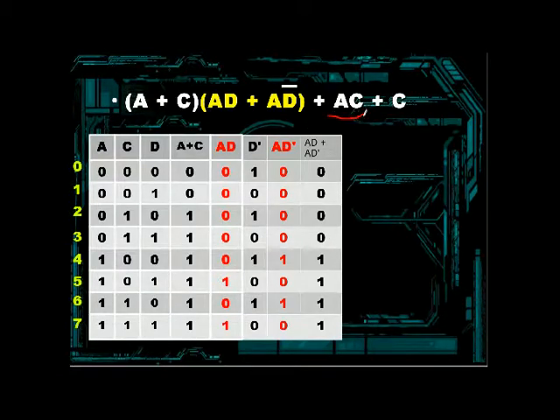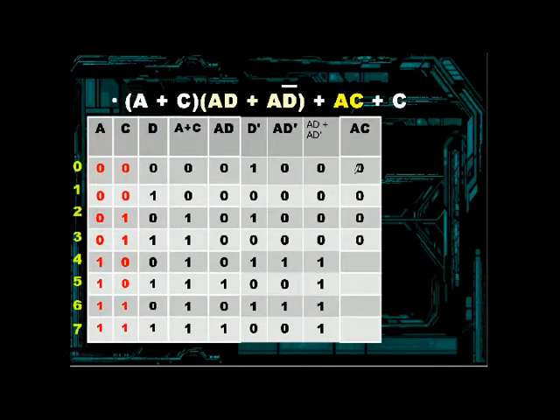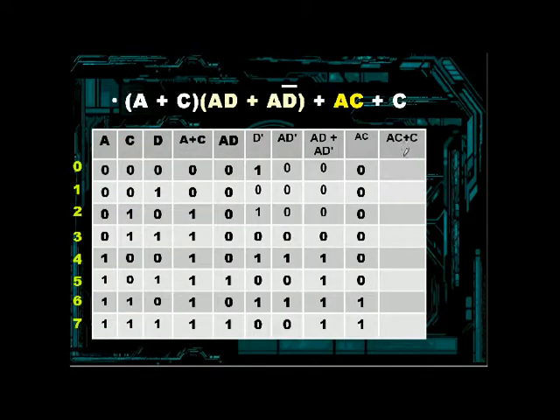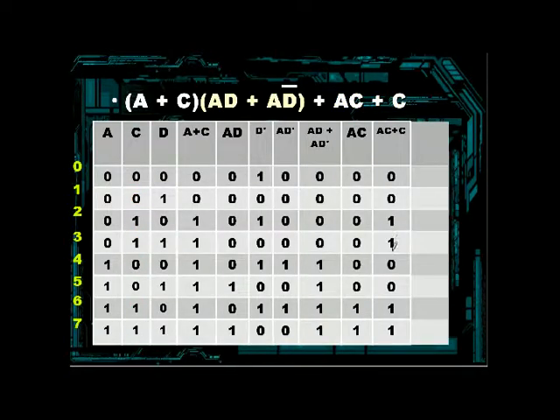Now I'll find AC, which is this and this, and they're ANDed. So I'll have 0, 0, 0, 0, and here's the rest of them: 1, 1, 1. Now I'll find A and C, or with this I could have done it with all of them, but that's not going to make a difference. AC or C is going to be what? 0, this and this, 0, 0, 0, 0, 1, 1, 0, 0, 1.